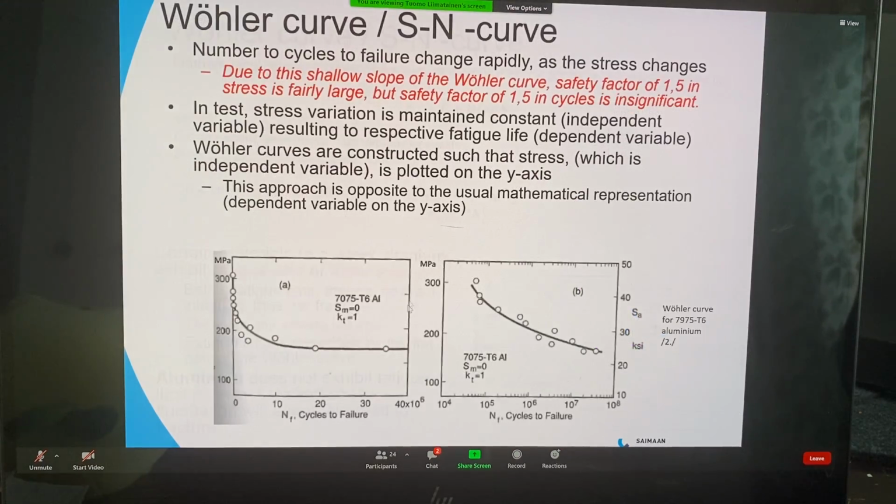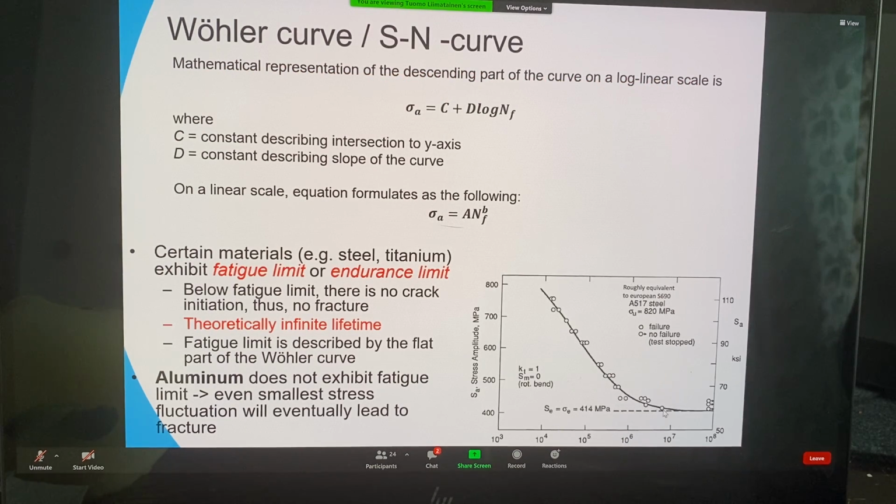And it's important to know that this phenomenon only applies to certain materials. Steel, titanium, for example. They have this tendency that when the stress level variation is low enough, the component lasts forever. So there's a certain point at which the lifetime starts to increase rapidly. And this is something we can utilize and is extensively utilized in engineering.